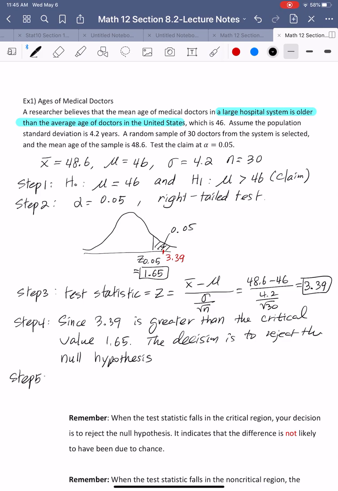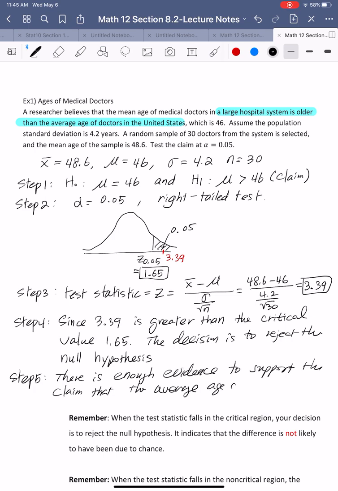In this step, we can state the conclusion. So we can say there is enough evidence to support the claim that the average age of doctors in the system is greater than the national average. That's our average age of 46.